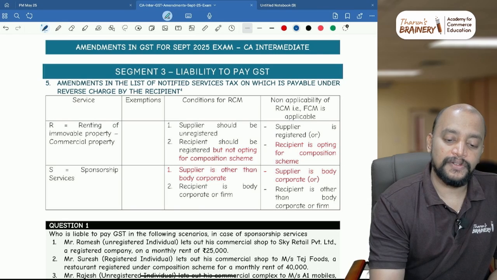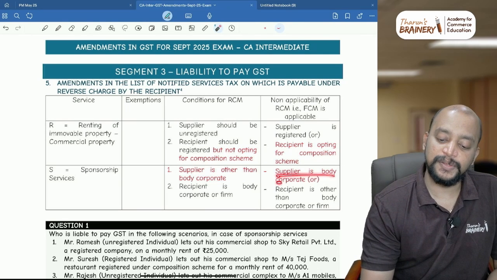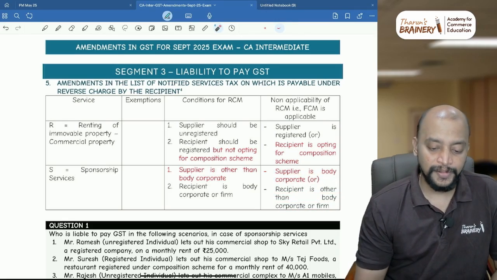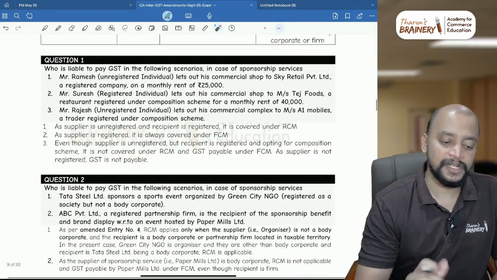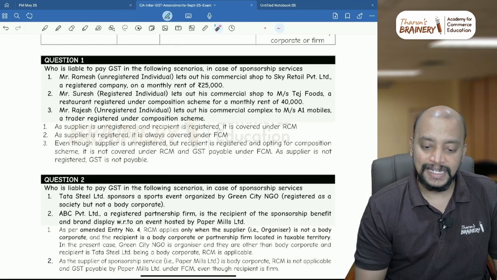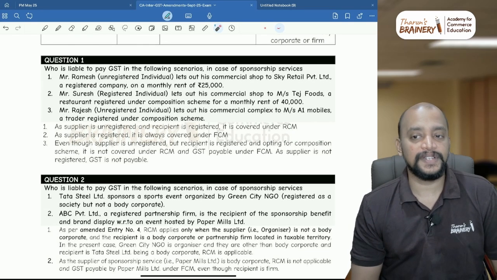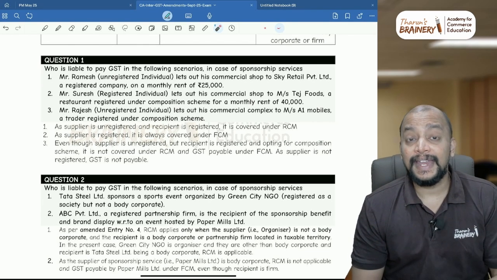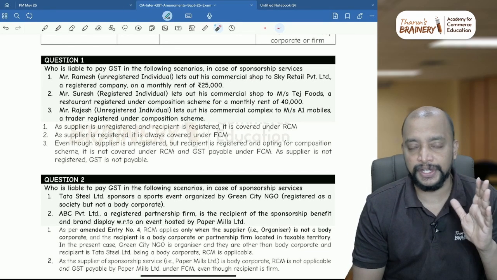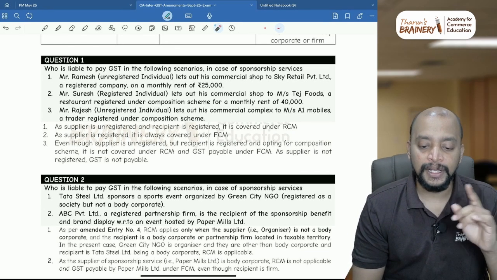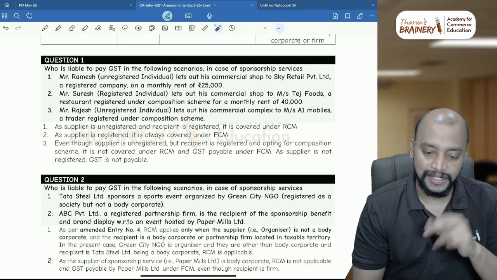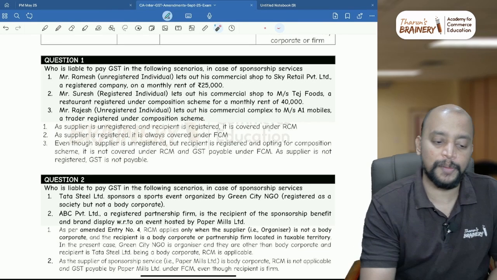So that's what I have given here. Condition for non-applicability of RCM: supplier is a body corporate or recipient is other than body corporate or firm. Now look into some questions based on this. Question number 1. Who is liable to pay GST in the following scenarios in case of sponsorship services? Mr. Ramesh, an unregistered individual. Actually it is not sponsorship, it is renting of immovable property.